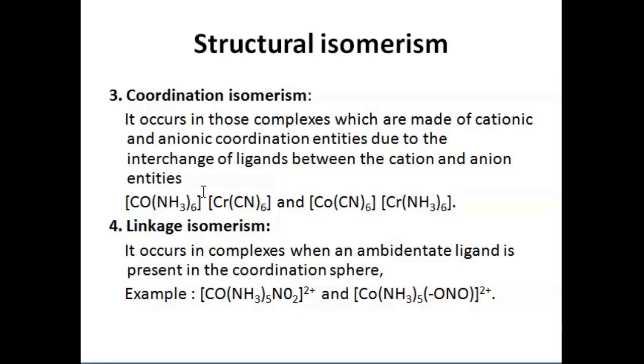The third type of structural isomerism is coordination isomerism, and this occurs in those complexes which are made of cationic and anionic coordination entities, due to the interchange of ligands between the cation and anion entities. The fourth type of structural isomerism is linkage isomerism, and this occurs in a complex when an ambidentate ligand is present in the coordination sphere. So these are all the four types of structural isomerism.